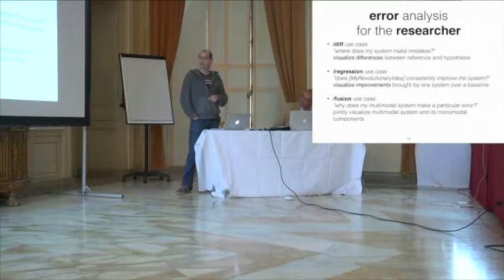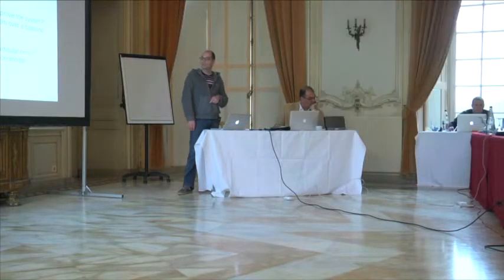We may want to evaluate if the next brilliant idea that you have, even though the final error rate is lower, consistently improves the system, or is it just making more improvements than regressions? But we want to know where it makes those regressions. And in the fusion case, we want to understand why a particular system makes a mistake.